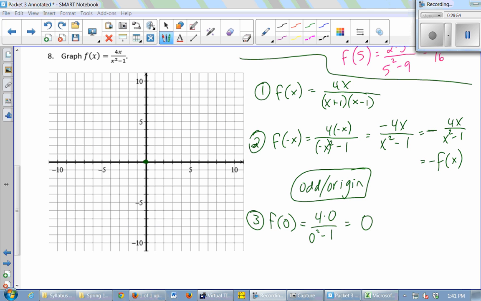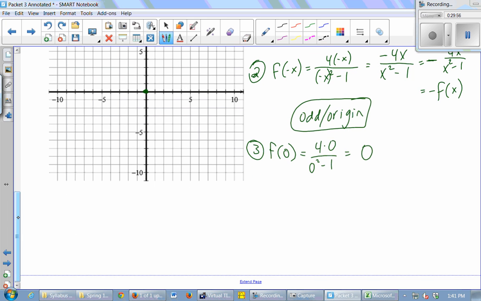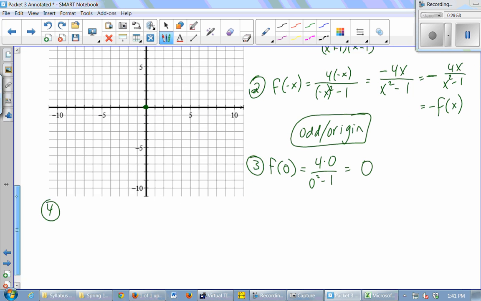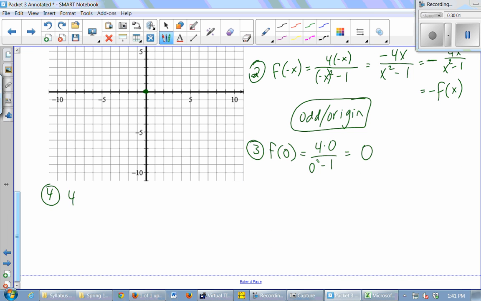Step 4 is x-intercepts, which means just set your numerator equal to 0, and you get x equals 0. So that's this point again.